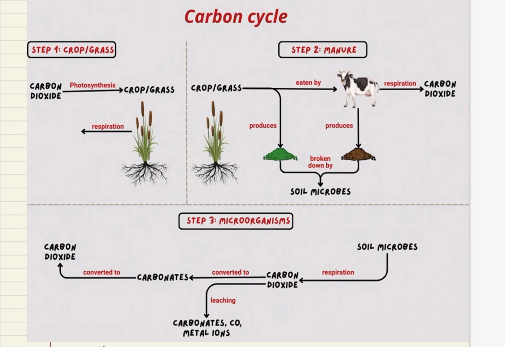So step 1 is our crop or grass, any sort of plant. Our crop or grass is going to carry out photosynthesis during the day, and respiration in the roots is going to occur at night. So carbon dioxide is absorbed from the atmosphere by the crop through the process of photosynthesis, and then at night the plant roots carry out respiration, which is going to release carbon dioxide into the soil.